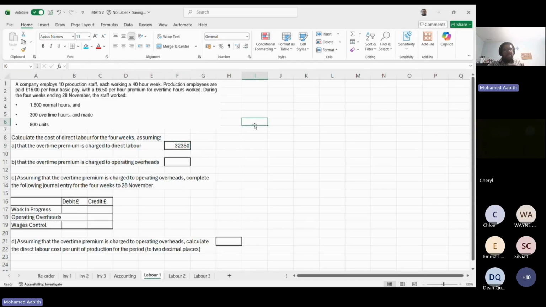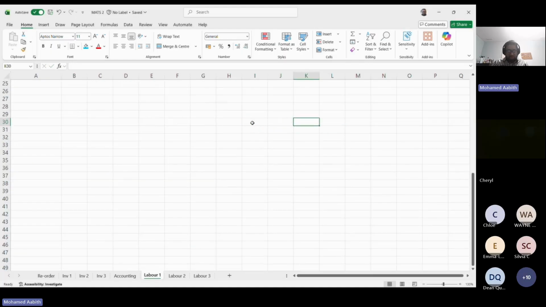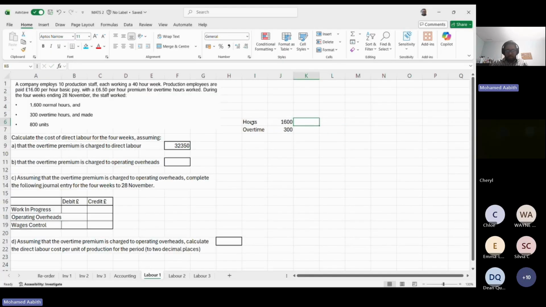Let's say in your pay slips, you will see it this way. You will see your hours, 1,600, overtime, 300. So how are you going to see the rate? The rate is going to be £16. And the next one is going to be 16 plus £6.50, which is £22.50.